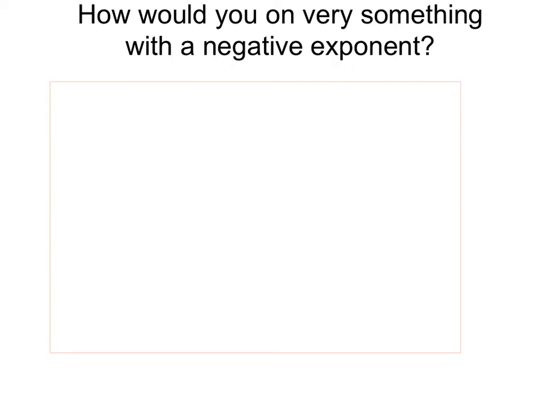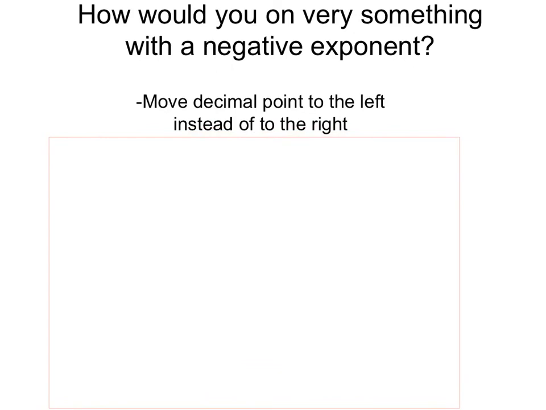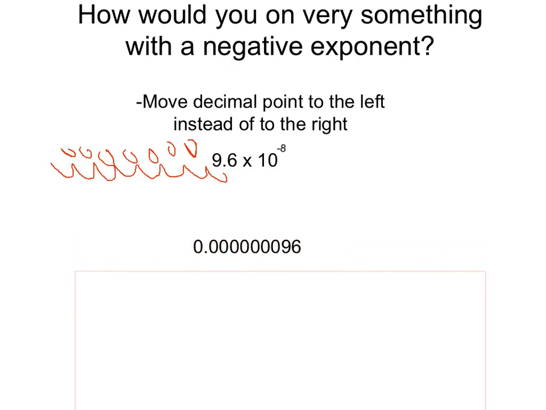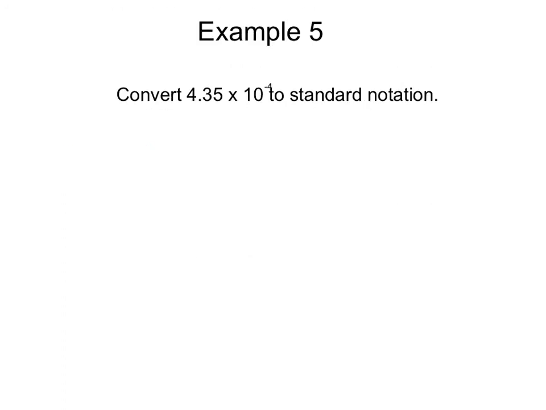How would you convert something with a negative exponent? It's very easy. It's the exact opposite of a positive exponent. Instead of moving the decimal point to the right, it gets moved to the left. So 9.6 times 10 to the negative eighth power, the decimal would be moved to the left because the exponent is negative. It gets moved to the left 8 spots: 1, 2, 3, 4, 5, 6, 7, 8. So 9.6 times 10 to the negative eighth power would equal 0.000000096 in standard notation.